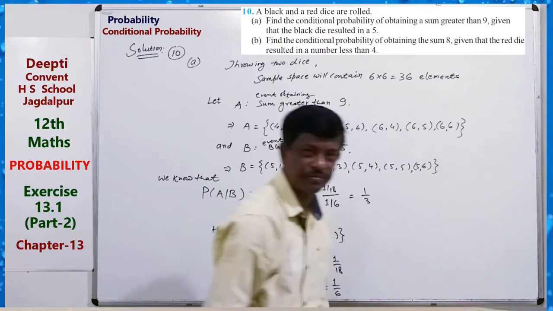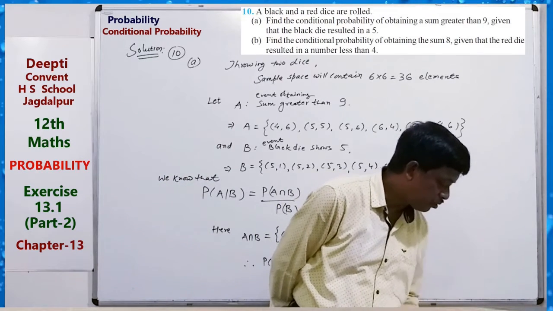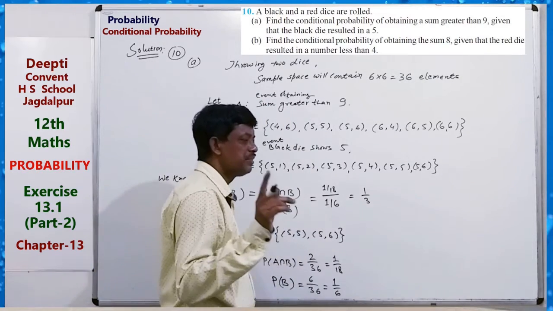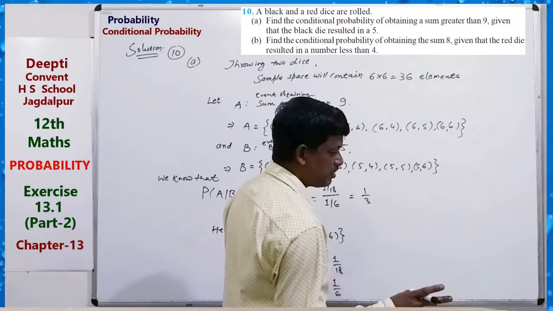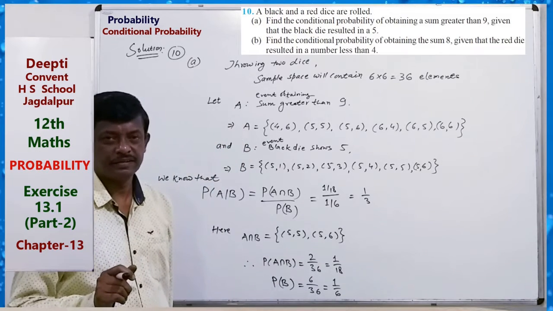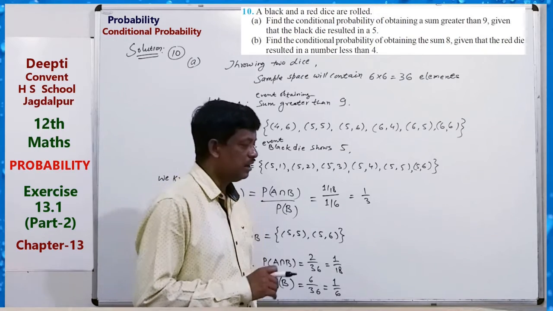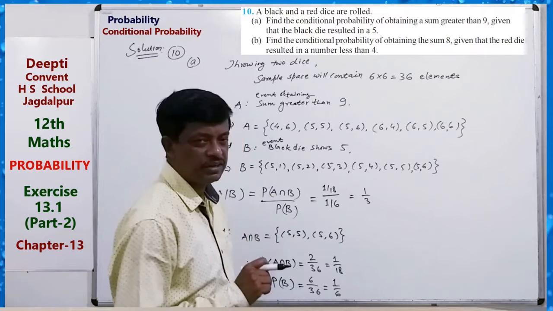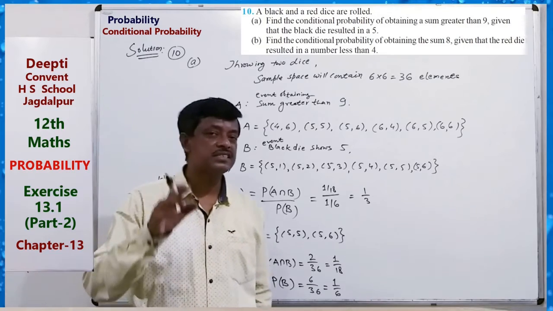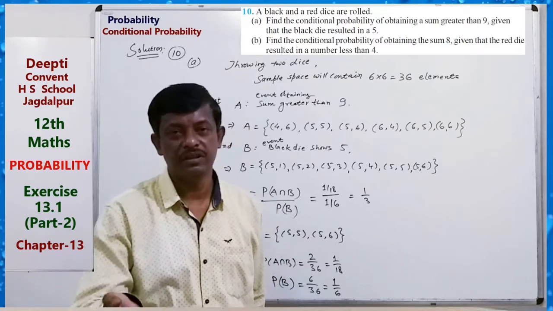Now the second part of question 10: find the conditional probability of obtaining the sum 8, given that the red die resulted in a number less than 4. Obtaining the sum 8 is the first event, and the red die is in the second position, less than 4 means 1, 2, 3 in the second position.